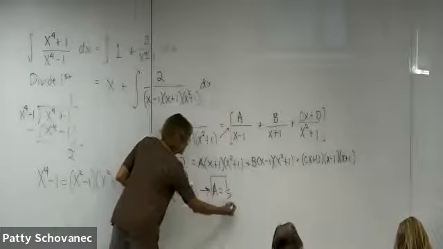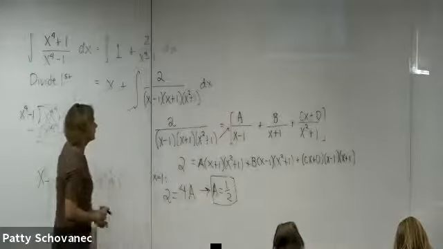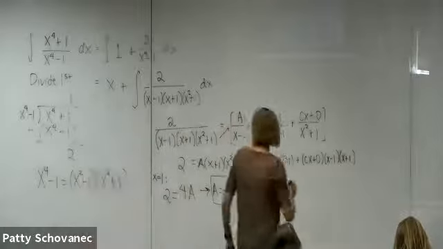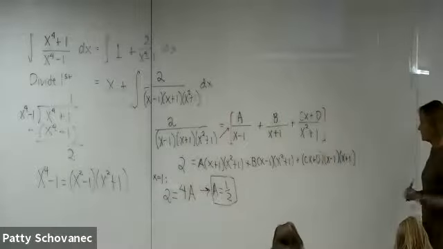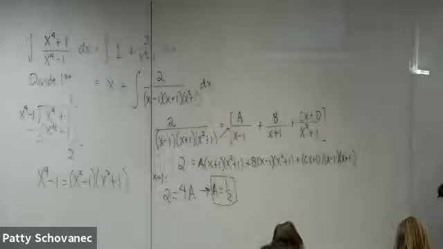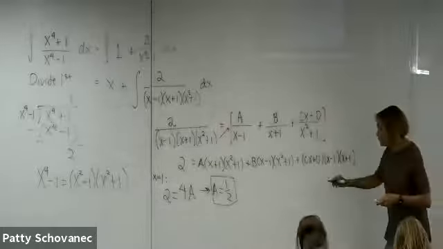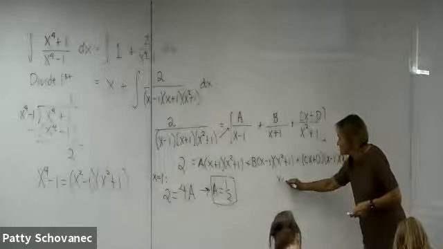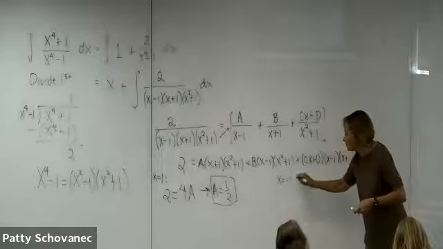Put that in the box so we don't lose it later. Then he said x = -1 should give us a value. Let's see, I can put it right here. x is equal to -1. The left-hand side will stay at 2.